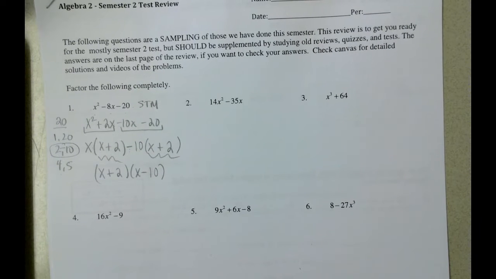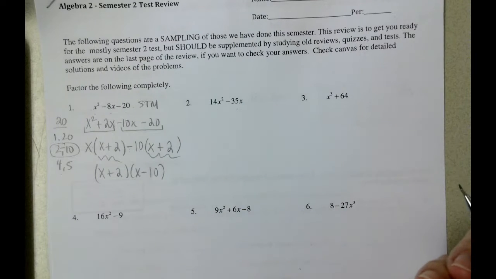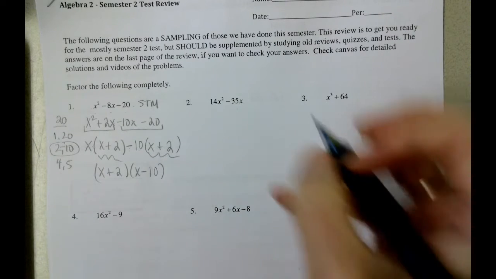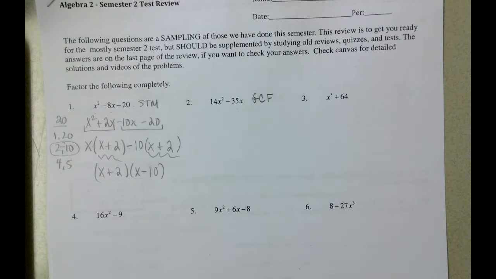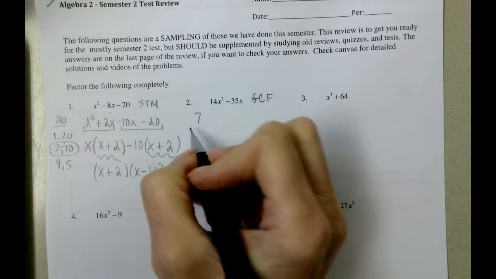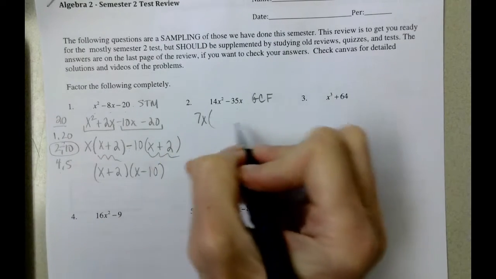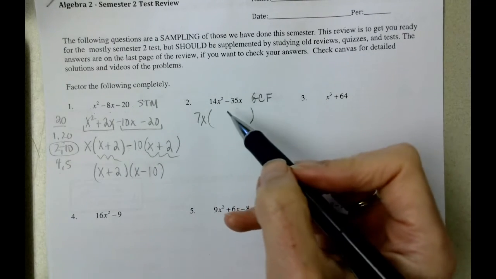When we look at problem number 2, what we see is we have only 2 terms, so that narrows it down to starting with greatest common factor, and we should always be asking ourselves, do we have greatest common factor? And it does look like we at least have greatest common factor. There might be more to this, but the biggest number that divides into both 14 and 35 is 7. We've got an x squared here and an x. We're going to take the smallest exponent. And then what's going to happen is we're going to divide that out, so to speak.